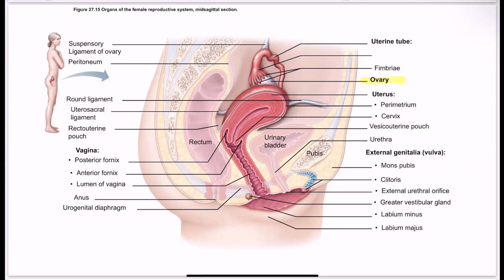And then that egg will travel into this tube called the uterine tube. So the uterine tube comes next. And then from the uterine tube, that enters the uterus. The uterus is that organ that grows during pregnancy and also creates that lining and is shed during the process of menstruation.